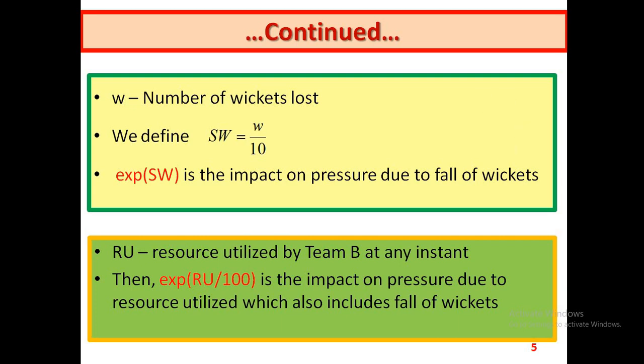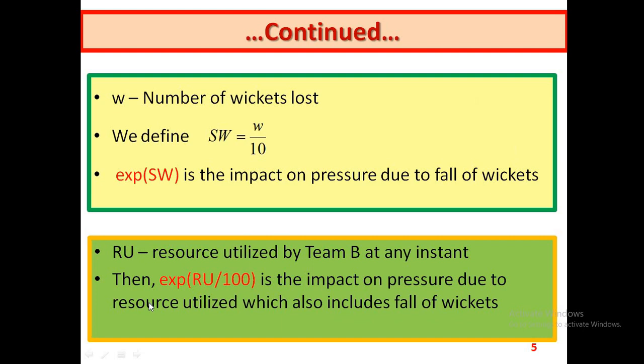And so far as wicket preservation is concerned, we define this as SW, which is W by 10, where W is the number of wickets lost. So at the beginning of the second innings, no wicket is lost, so SW becomes equal to 0. We define e to the power SW as the impact of a wicket loss, because wicket loss creates a cumulative impact. And so at the beginning of the match, this value e to the power SW is equal to 1.